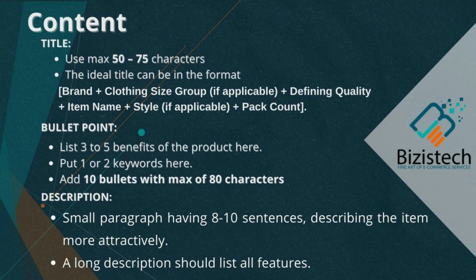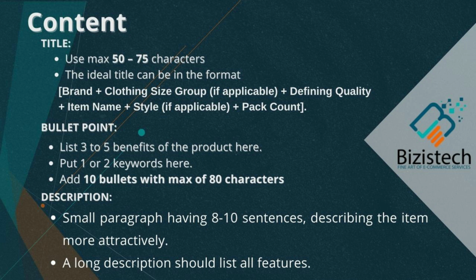Now we will move to the next slide, in which we can learn how to create content. In this slide, you can see three portions: title, bullet points, and description. In the title, keep the title within 50 to 75 characters and do not exceed this. If you want to create an ideal product title, you need to follow the formula. First, if you have a brand name, you can put the brand name, then size if applicable, then quality, then product name, then style if applicable, then pack.